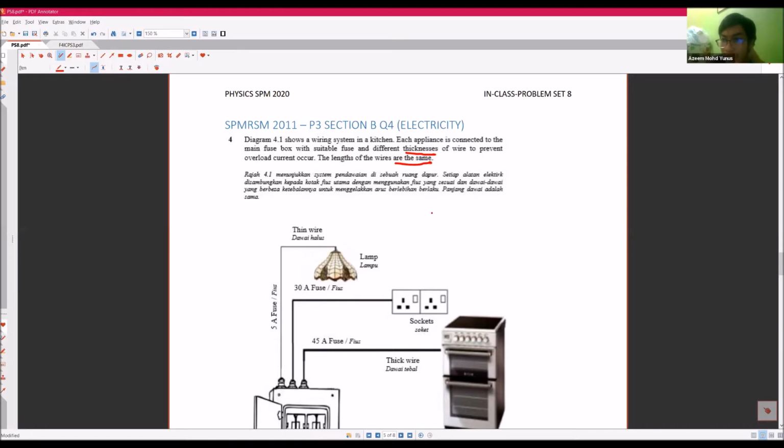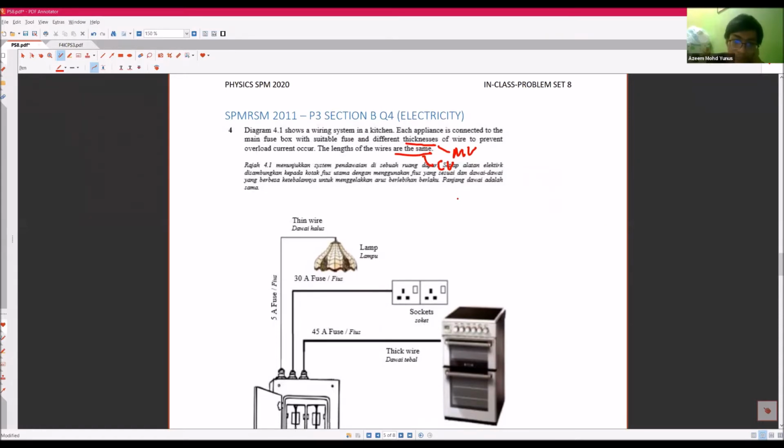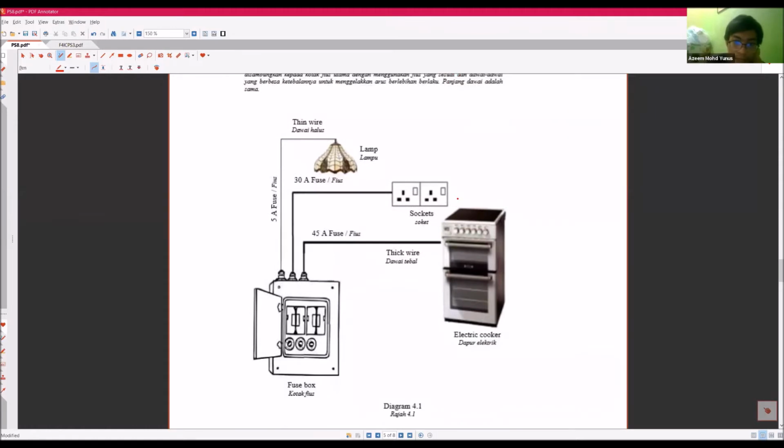So in the question itself is already given the variables, especially the thicknesses is the MV and the length of wire is the CV. But we can put other CV as well. So let's see here, if we use thick wire, we have to use a bigger current limit fuse. The next thickness is 30 ampere fuse, and the thin wire is the least current fuse.